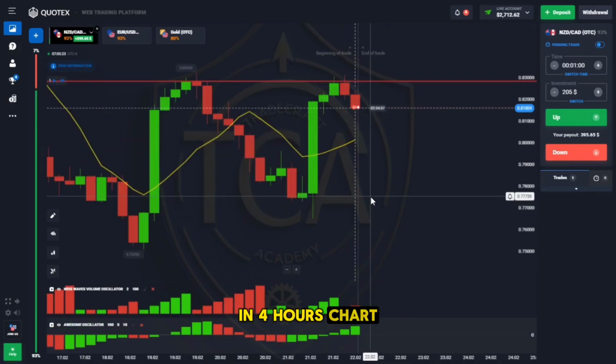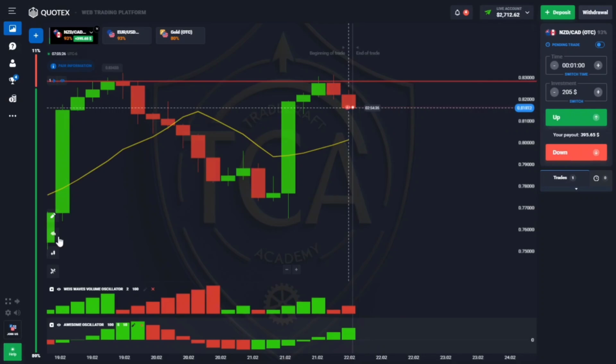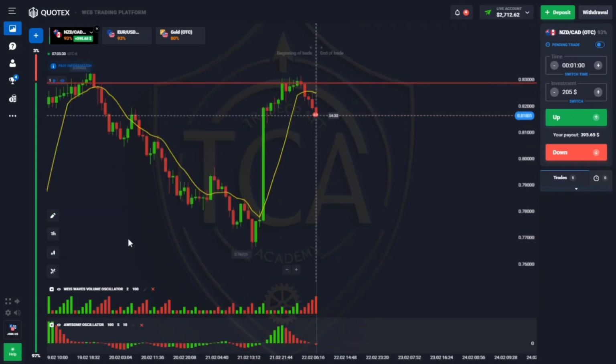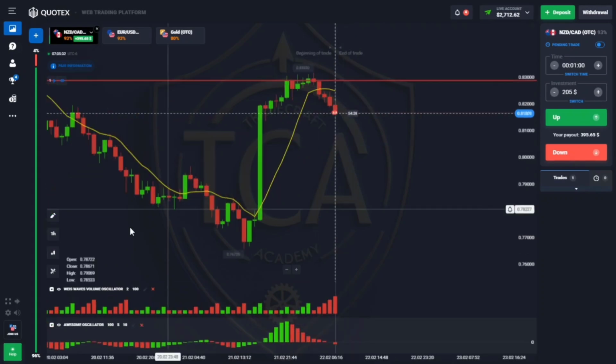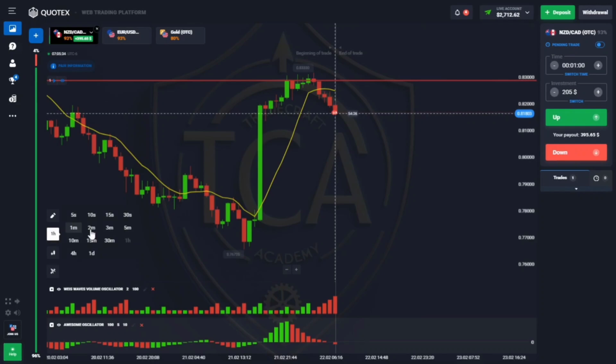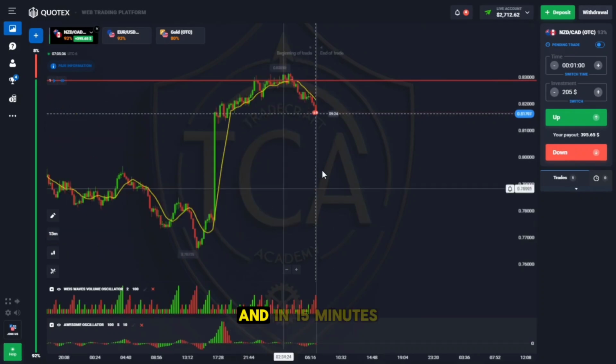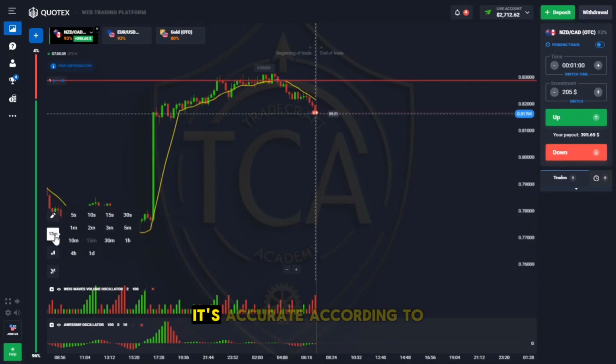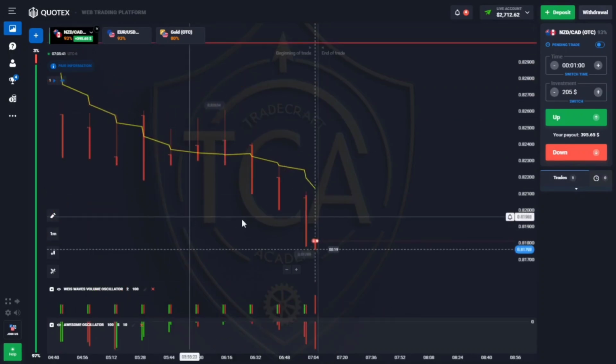In the 4 hour chart, in the 1 hour chart, and in 15 minutes the market is bearish. It's accurate according to our analysis.